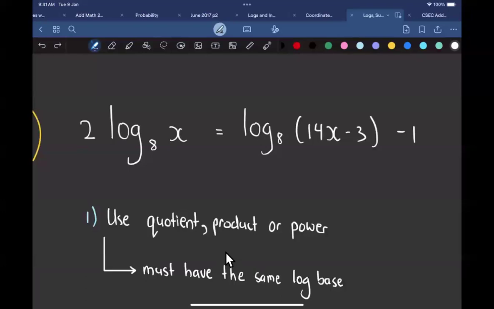The one doesn't have a log base. Exactly. So we have to convert that.